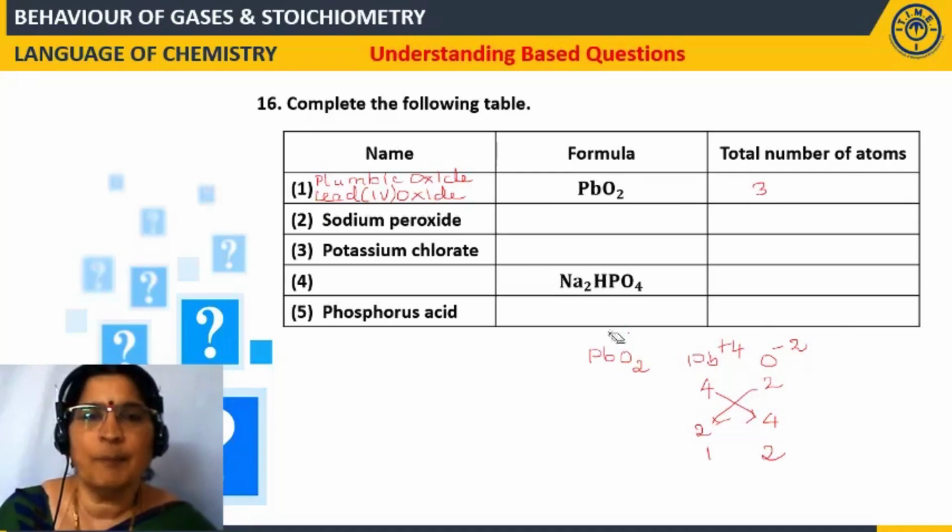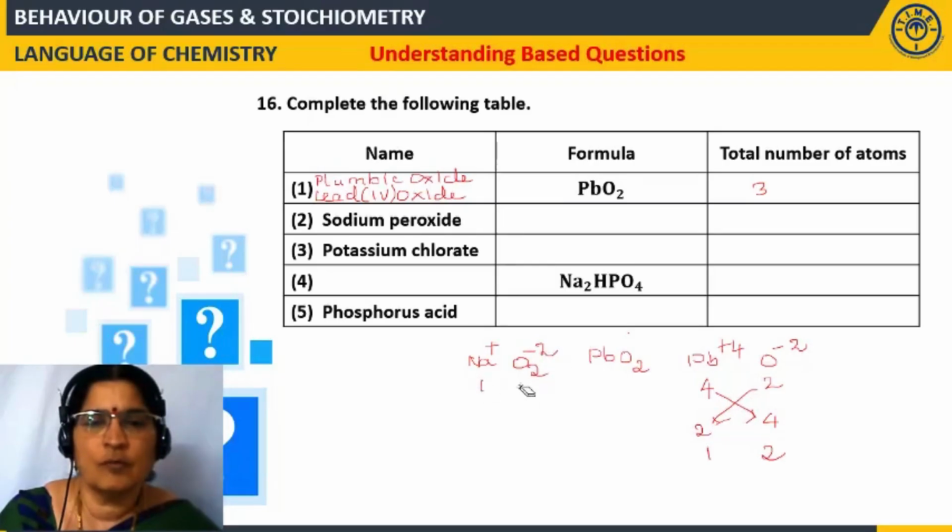Now sodium peroxide. Sodium, you already know that it is Na plus. Peroxide, we have seen it is O2 minus 2. So 1 and 2, 2 and 1. That means Na2O2. This 2 you should not forget, right? Na2O2 is the formula of sodium peroxide. So how many atoms are there? 4. 2 sodium and 2 oxygen.